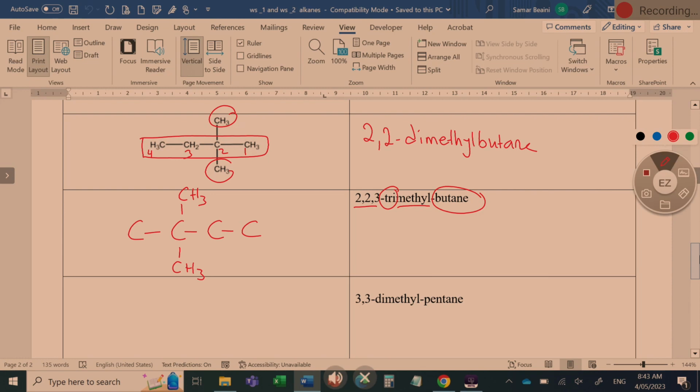And what else do I have? At position 3. You have position 3. Okay? So that means the rest of this molecule is CH3, CH3, and then I have a hydrogen here. And if I wanted to read it from the structure to the name, I can clearly see that at position 2, I have 2 methyl groups. And at position 3, I have a third one. So that's why you have the tri, because there's 3 of the methyls.